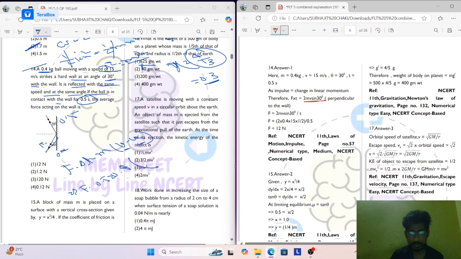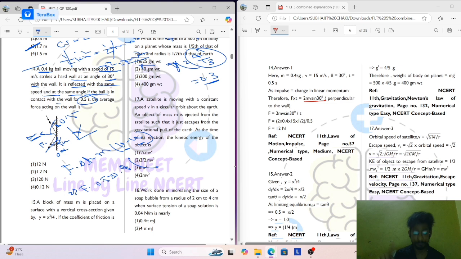But this 15 cos 30, and from here also this is 15 cos 30, and this 15 sine 30 component will be added together because they are applied in the same direction, right? So therefore what will we get? We will get 15 into 2 into sine 30 degree, right? Because the angle is 30 degree here. Sine 30 means half, so it will be equal to 15 only. So here put 15.